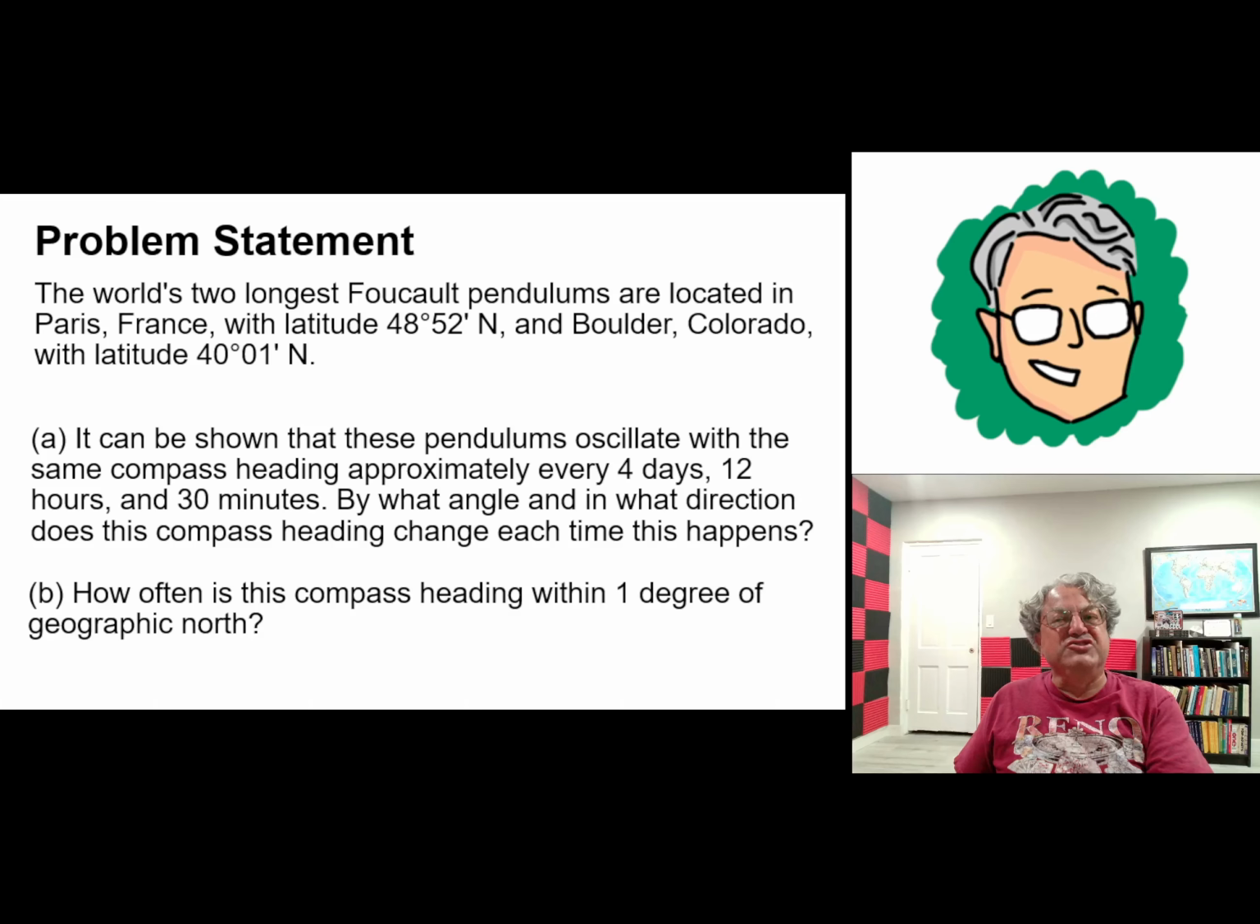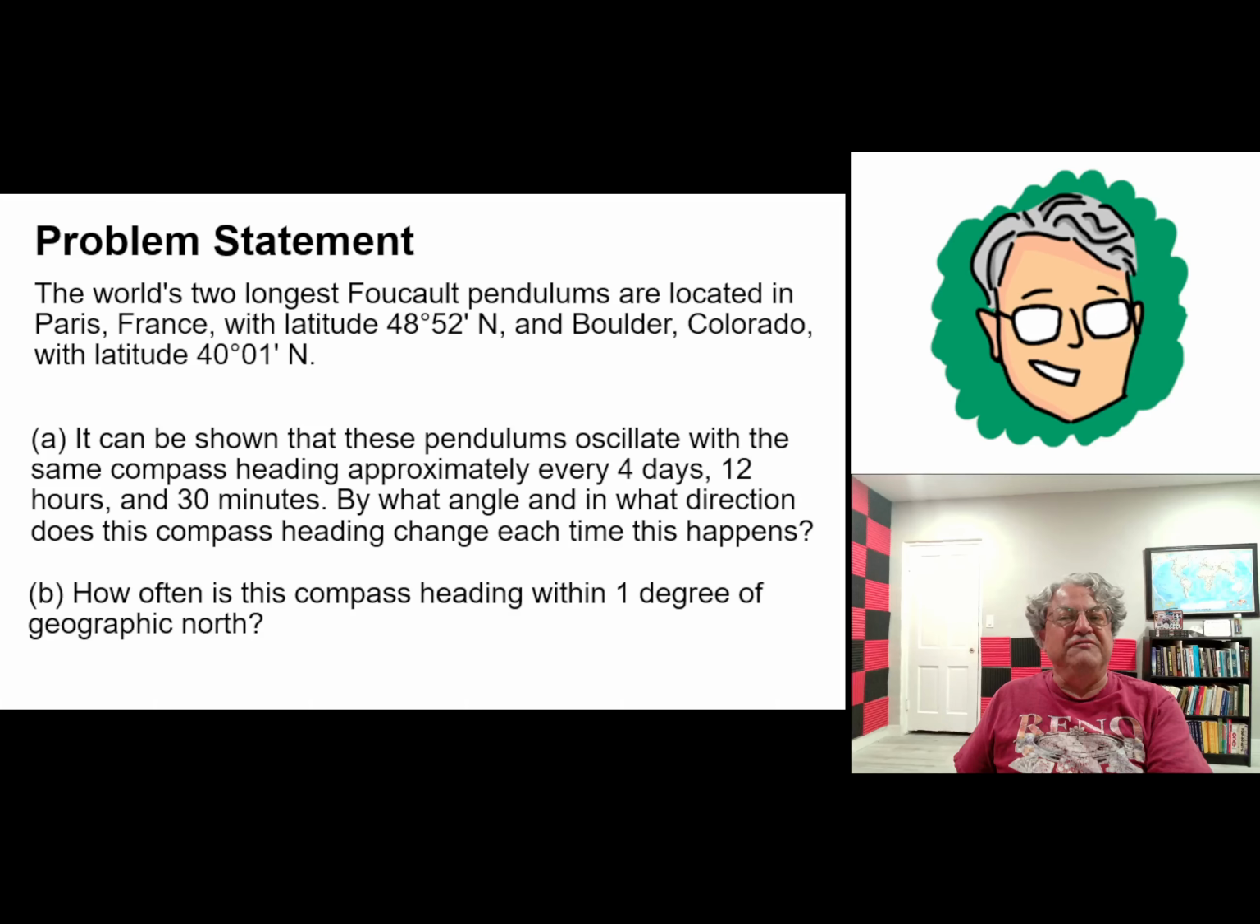That was actually a problem I answered, but it was a previously posted problem. It's not part of this problem. In that previous problem, which I think I posted on August 11th, if I'm not mistaken, I calculated the time interval between the periods where they're oscillating on the same compass heading, and that turns out to be approximately 4 days, 12 hours, and 30 minutes.